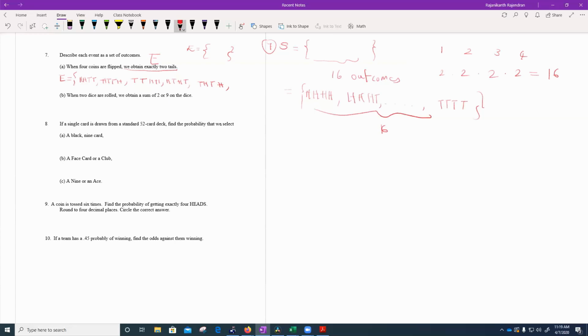Remember, we are tossing 4 coins. Among 4 outcomes, I'm looking for 2 tails. Therefore, my task is 4C2. 4C2 ways. 4C2 should be 6. That means you should have 6 outcomes inside. 1, 2, 3, 4, 5. One is missing. Could you guess which one I missed?